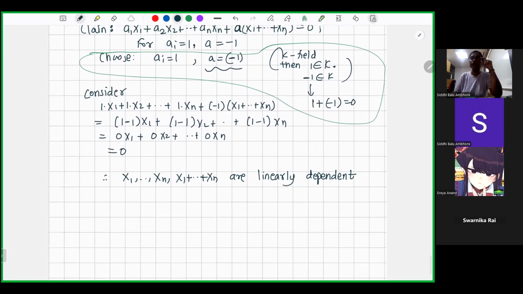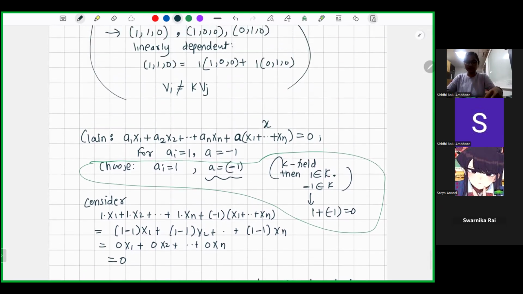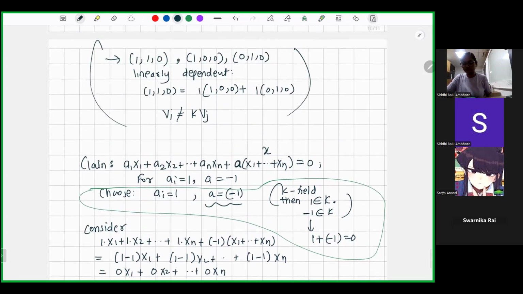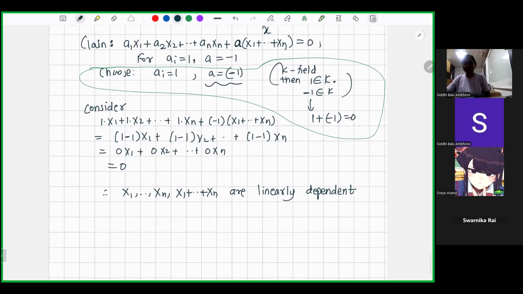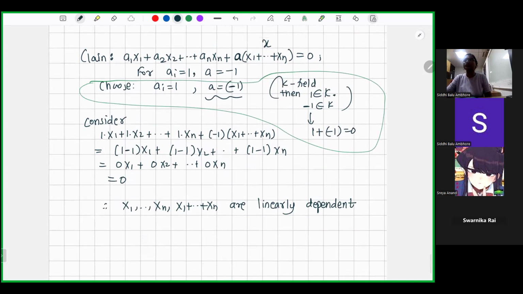Since the claim is that it should be 0, we have put the value of ai equal to 1 and a equal to minus 1. Since these ai and a have values, only then are we getting 0. According to the definition, if they are linearly dependent, there must be at least one ai which is non-zero. Therefore this is linearly dependent. So at least one of the ai's must be non-zero, and in this case all of them are non-zero.